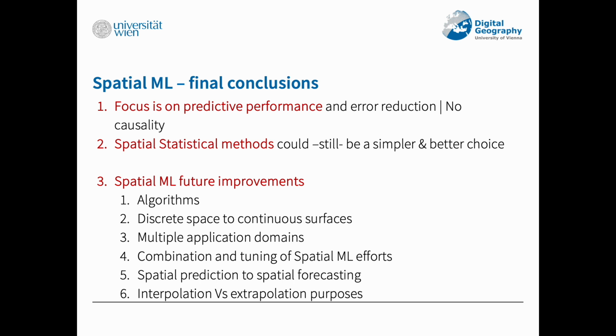Keep in mind that this area of research does not look at causes and effects. The focus is on improving predictive performance. Also, depending on the situation, spatial statistical methods can still be a simpler and better choice. Future improvements may involve testing more algorithms, creating modeling workflows that are applicable to both discrete spaces and continuous surfaces, testing methods in more domains, combining and further tuning previous spatial machine learning efforts, investigating more spatial forecasting tasks, and also evaluating what works better for interpolation or extrapolation spatial predictive tasks.